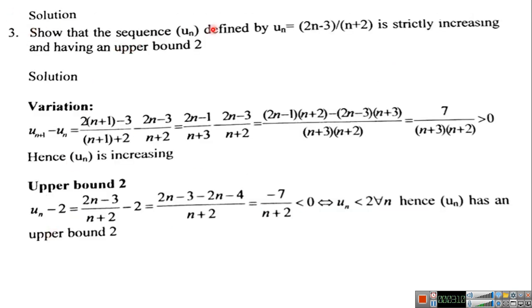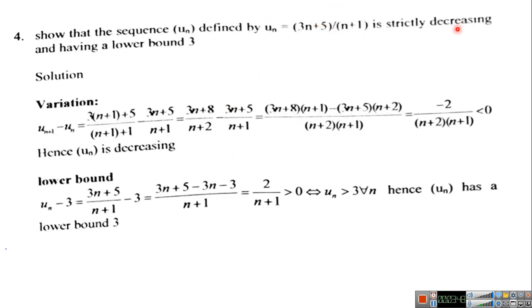Show that the sequence un defined by this one, also explicit, is strictly increasing and has an upper bound. More practice problems: un plus 1 minus un, as we did above. You can check by this one. So you have positive over positive, bigger than 0, increasing. It has an upper bound. All terms un are less than or equal to 2, so un minus 2 you must prove is less than 0. Same story. Negative over positive, less than 0, so 2 is an upper bound.